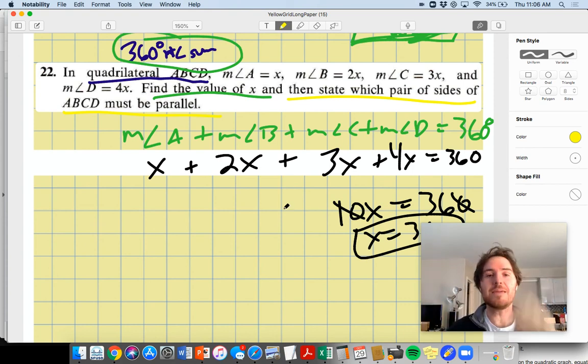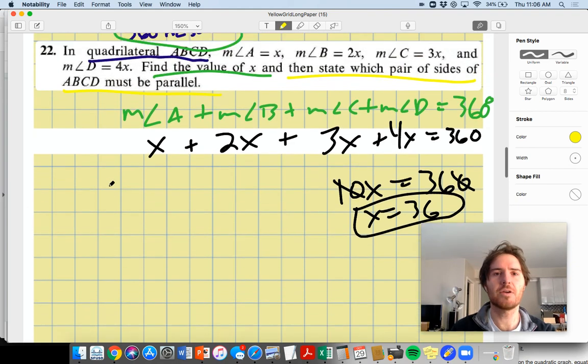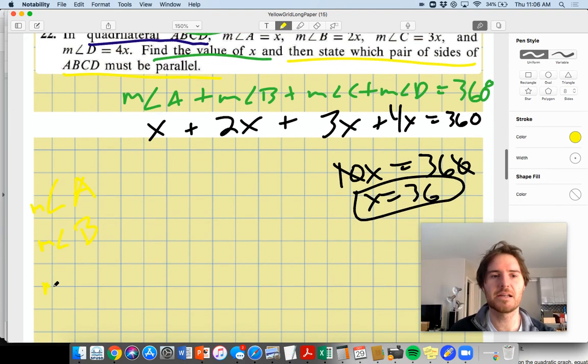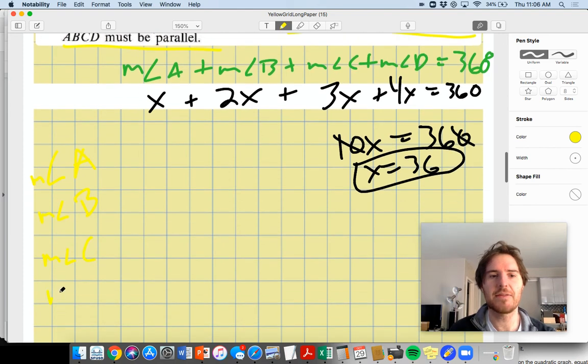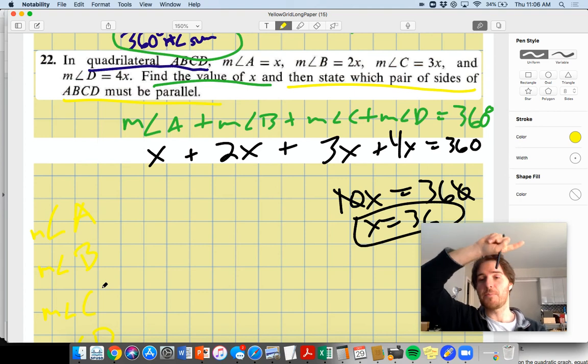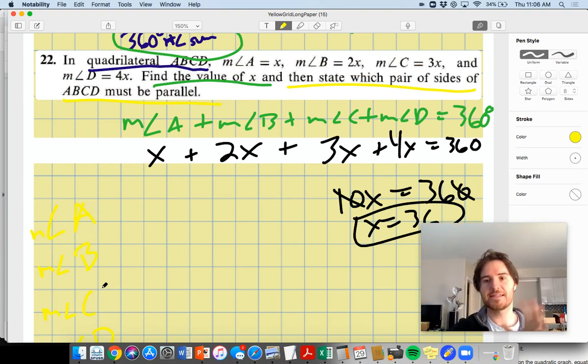So remember, ABCD, okay? Angle A is going to be, the next angle is going to be measure of angle B. The next angle is going to be measure of angle C. And the next angle is going to be measure of angle D. Remember, quadrilaterals and polygons are named by naming the consecutive vertices, okay? Consecutive vertices.